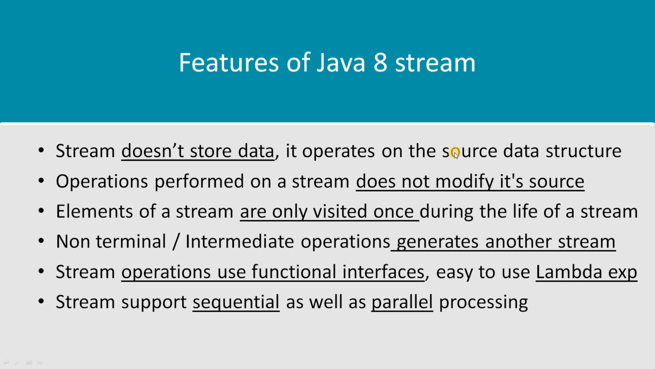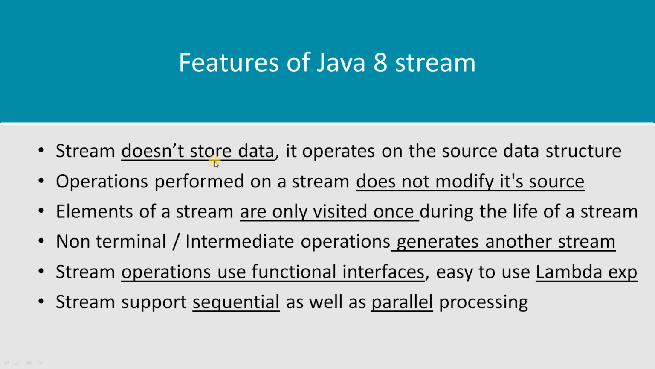Let's proceed. Here we'll talk about some of the very important features or properties of Java stream. The very first one is: stream does not store data, it operates on the source data structure. What it says is, stream does not store the data.